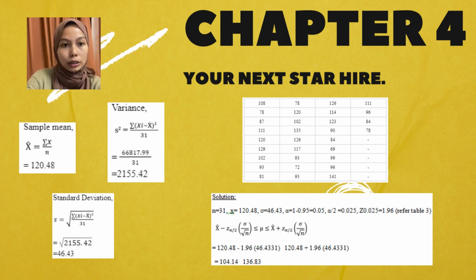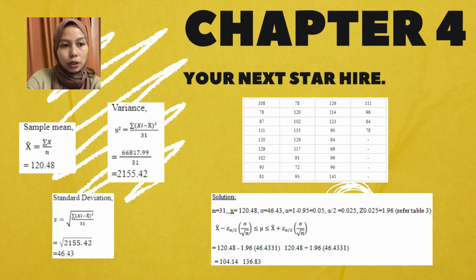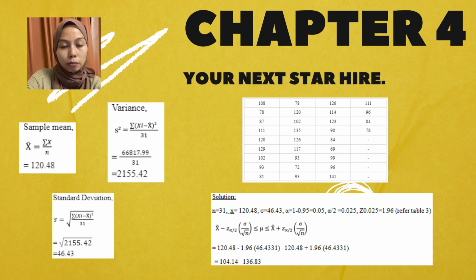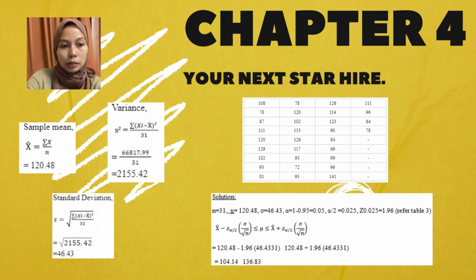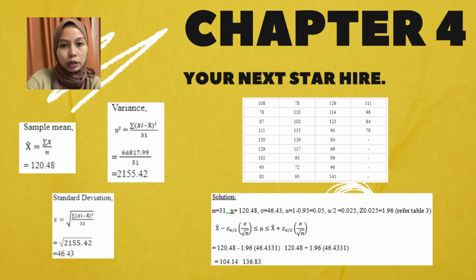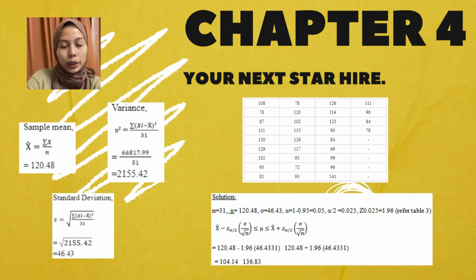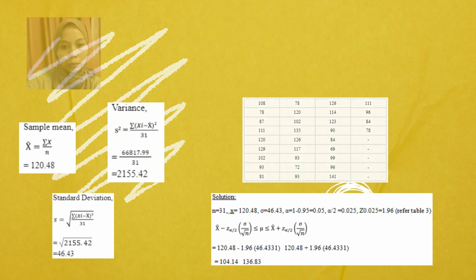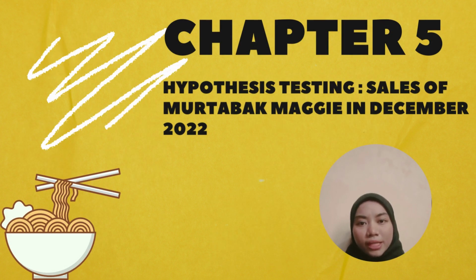Lastly, we insert all the values into the formula and we get the range of the population mean of Murtabak Maggi daily sales, which is between RM104.40 and RM136.3.